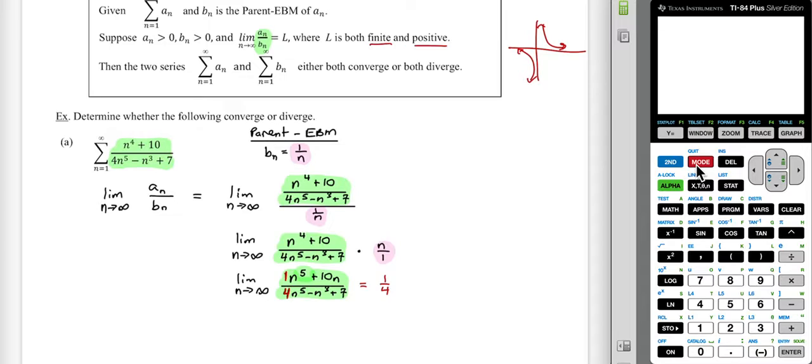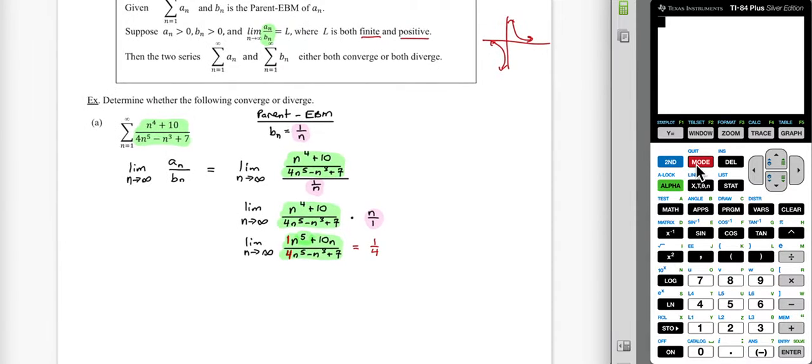All right, if you graph y equals 1 over x, just from experience, we know that that checks. The limit checks out. L is both finite and positive. Then the two series either both converge or both diverge. So we still haven't established convergence. You can't look at this and say, oh, so that means therefore it converges. When I first learned this technique, that was my misconception.